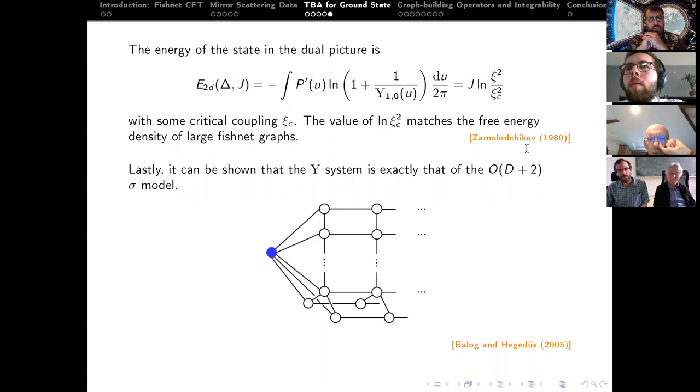Sorry, for the sum. So energy, is it a sum of individual particles' energies and just in the thermodynamic limit divided by length? How come it is log of xi squared from the initial picture? So it's an energy in the dual picture. So it's not the same. Why not? I don't know. So which way are you cutting your graph now? Are you opening still along from zero to infinity? No.